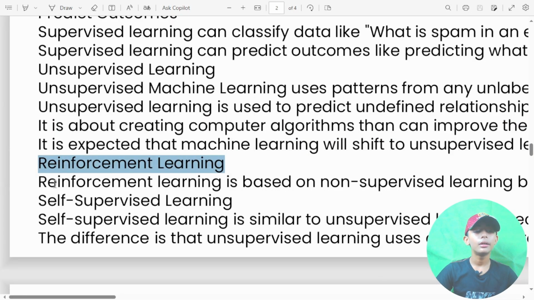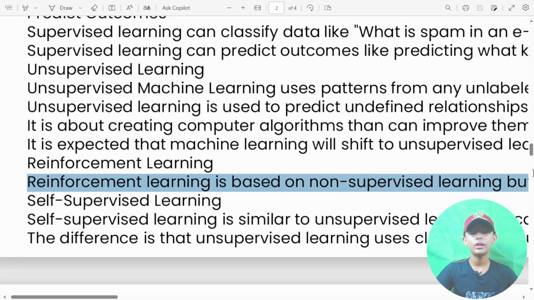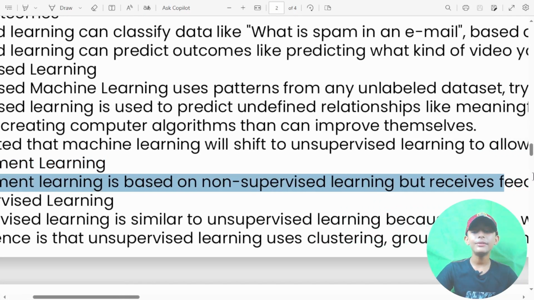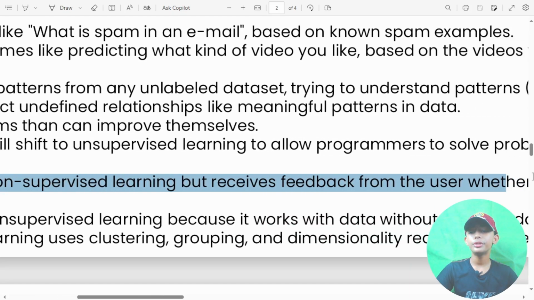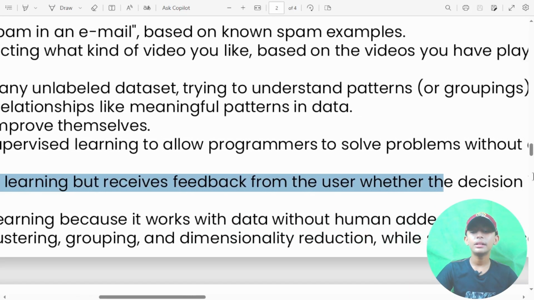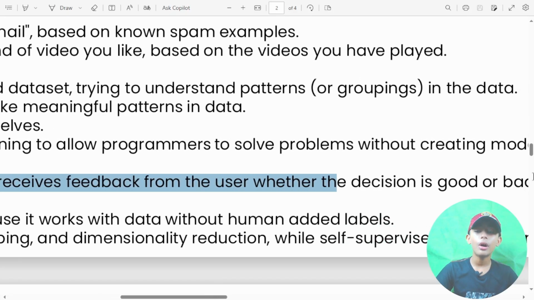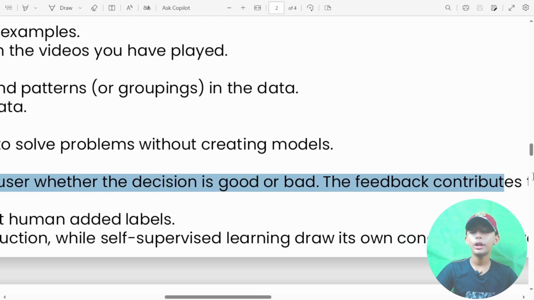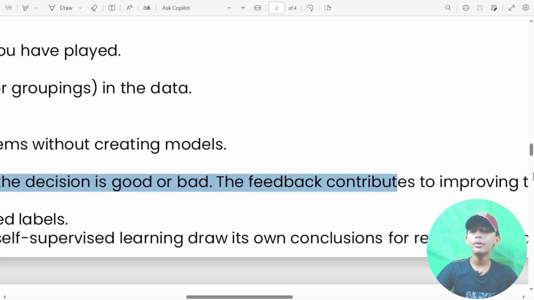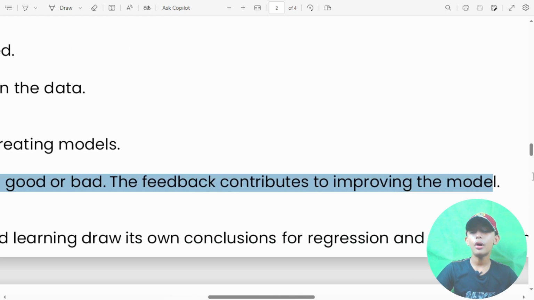Reinforcement learning. Reinforcement learning is based on unsupervised learning but receives feedback from the user on whether the decision is good or bad. The feedback contributes to improving the model.